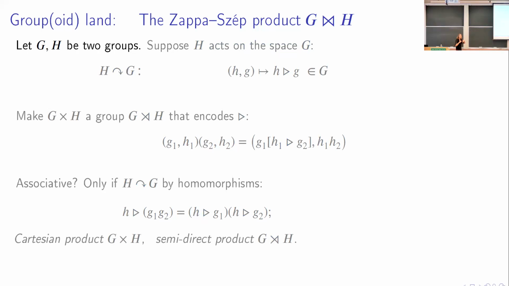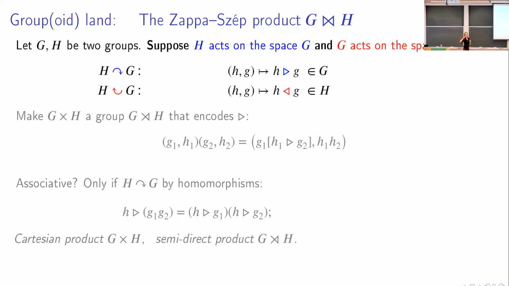I'm going to take another step back and assume I have another action, this time on the right. G acts on the right on the space that is H. And again, my triangle points at the thing that is being acted on. I do all of this because there's going to be lots and lots and lots of actions floating around. And I hope that the color coding, the blue and the red, and the triangle pointing at what is acted on will help.